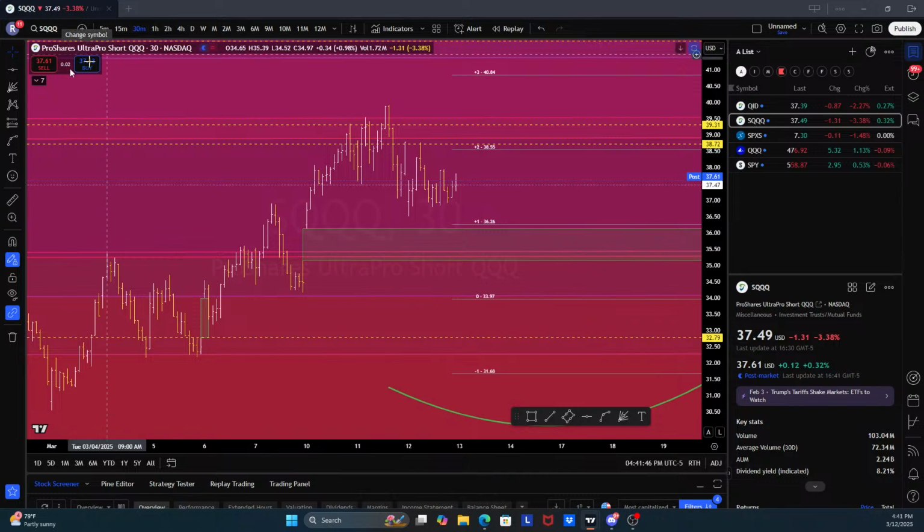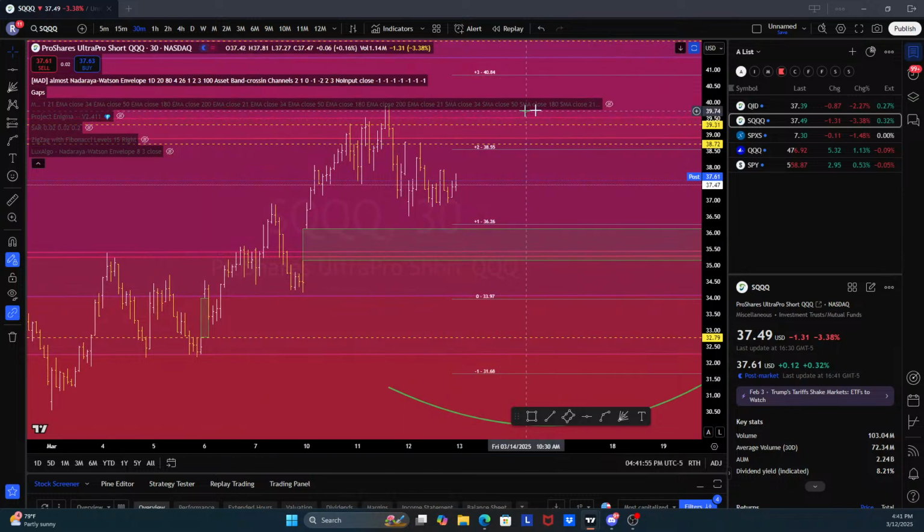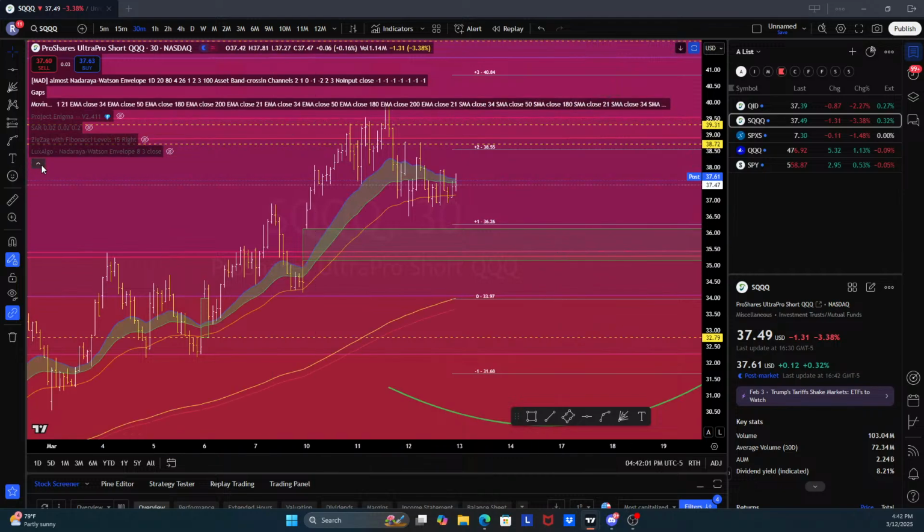So I'm going to look at this first, and then if I need another level of confluence, that's when I go and add more. Sometimes you'll see me say the fewer indicators, the better, and that's just because I've adapted to trading them.